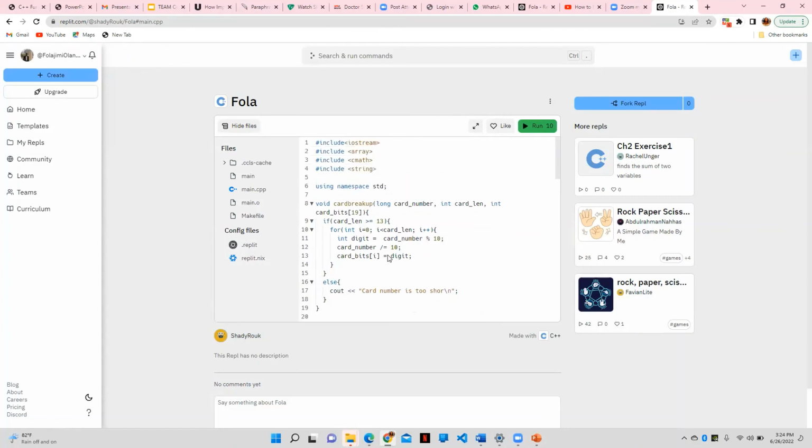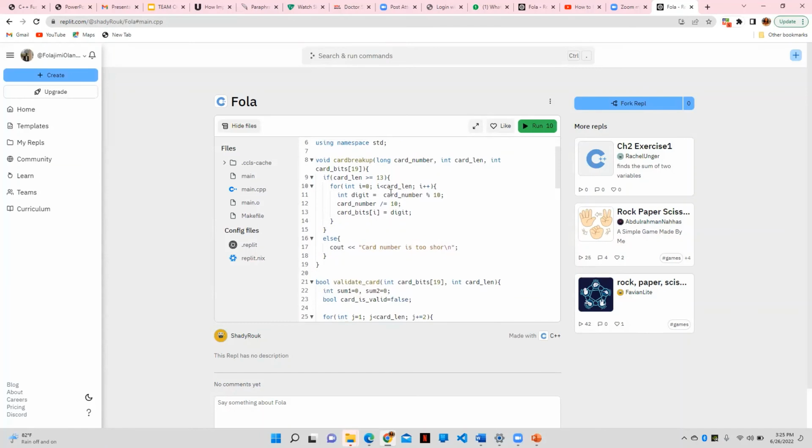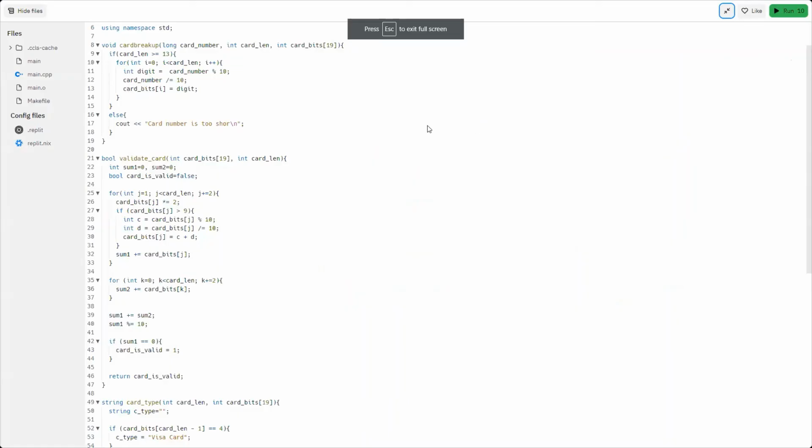So if you look into the code, it starts with include iostream, array, cmath, and string. These are all C++ libraries that we indicate at the beginning of the code. Then we have the card breakup function. Now what this function does is it takes the card number and the length of the card as arguments. It creates an array of integers called card bits, and it checks to see if the length of the card number is greater than 13.